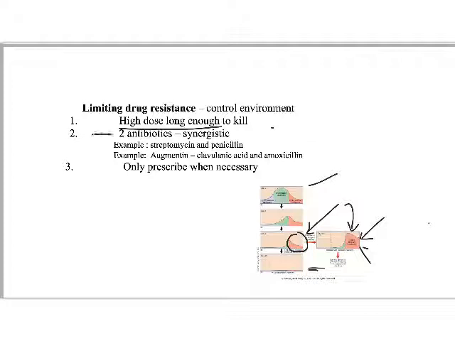Sometimes what we do to try to reduce resistance is give 2 antibiotics together, or we modify an antibiotic so that it works more effectively. Okay, so streptomycin and penicillin we put together. Augmentin is amoxicillin, so a penicillin, and they've added this clavulanic acid to it. That's pretty common. Okay, and then the last thing is to only prescribe antibiotics when it's necessary.